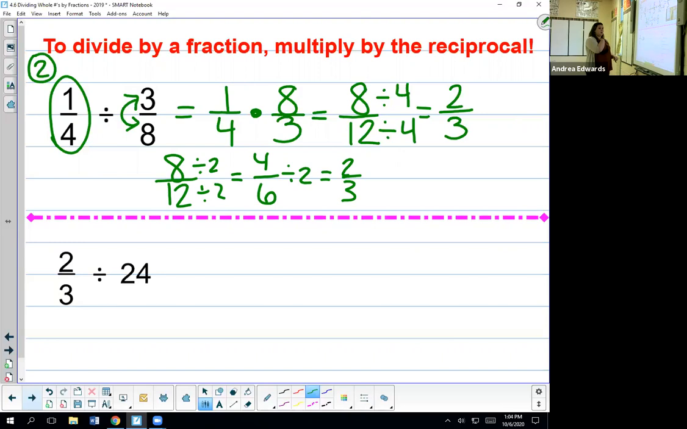Okay? All right. Let's go ahead and do this one. I want you to do this one now and type your final answer in the chat. 2/3 divided by 24. Now remember, this is a whole number. So go ahead and give me your final answer in simplest form. And I do believe this one can be simplified.